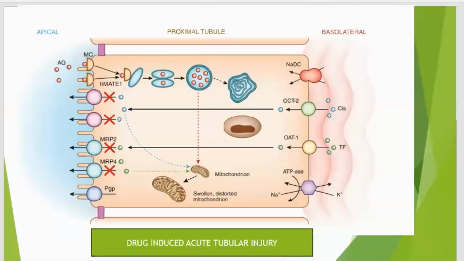Overall, about 120 drugs have been reported to cause acute interstitial nephritis. But we'll talk about some of the most common culprits here, which include antibiotics like beta-lactam antibiotics, sulfur-containing drugs, rifampin or fluoroquinolones. NSAIDs can cause around 10 to 15% of cases, and PPIs.